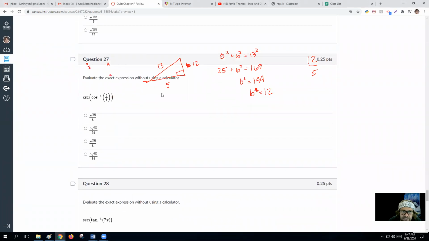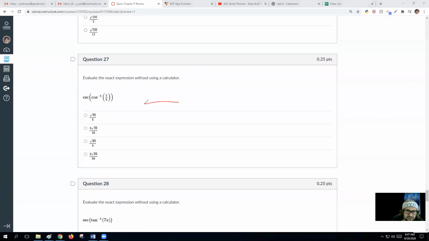Okay, another fun problem here. Evaluate the expression without using a calculator. So, okay, let's set this up. Cosine is the adjacent over the hypotenuse from SOHCAHTOA. So that's 5 over 8. The cosecant is the flip of the sine. So this would be hypotenuse over opposite.